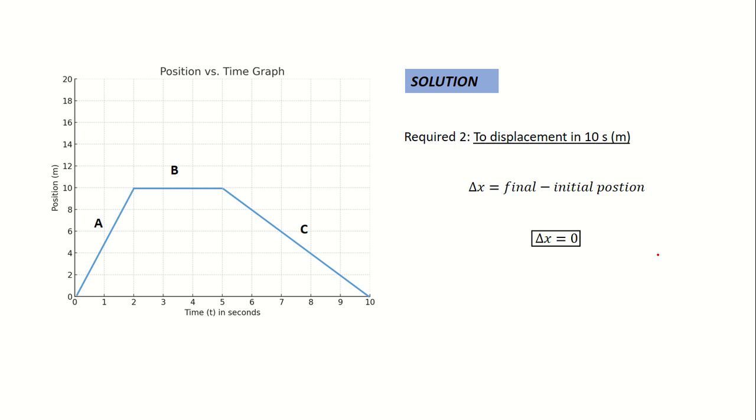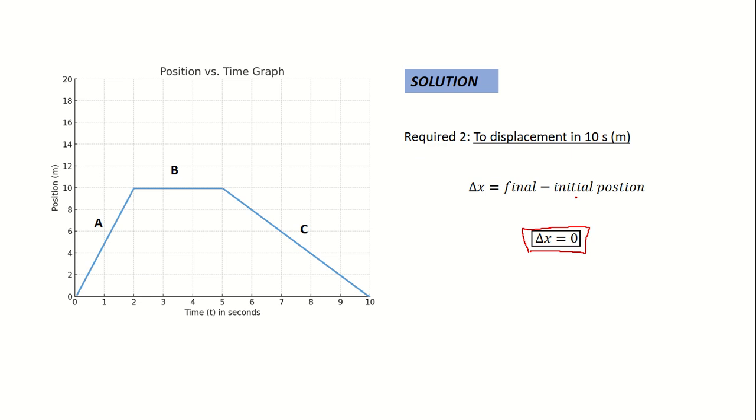And then for the second required, honestly, you don't have to even solve this, no? Kasi right from the start, from the description of the problem, that the car went back to its starting point, dapat nalaman na natin na yung ating displacement is 0 because bumalik lang siya sa simula. That means there is no change in its position.